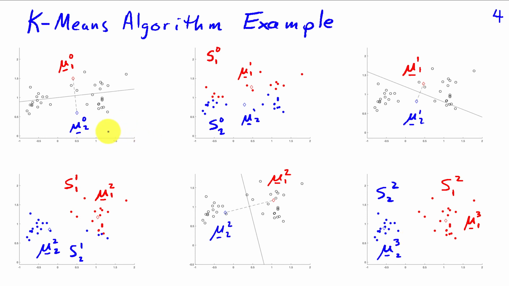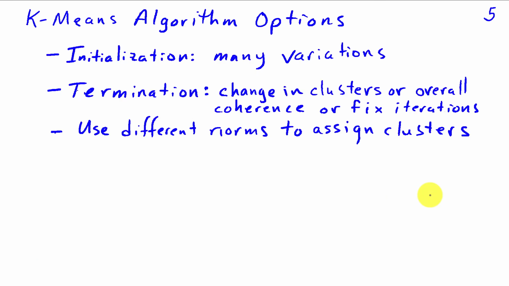We are iterating between assigning data to clusters and updating the centroids of those clusters. It's a very simple and efficient algorithm. Now, there are a lot of options and variants of the k-means algorithm. For example, we can use a lot of different strategies to initialize the algorithm. You might decide to randomly partition the data first and then compute a centroid based on the random partitioning. You could pick centroids based on the actual data, or, like I did in the last example, I just picked a random centroid.